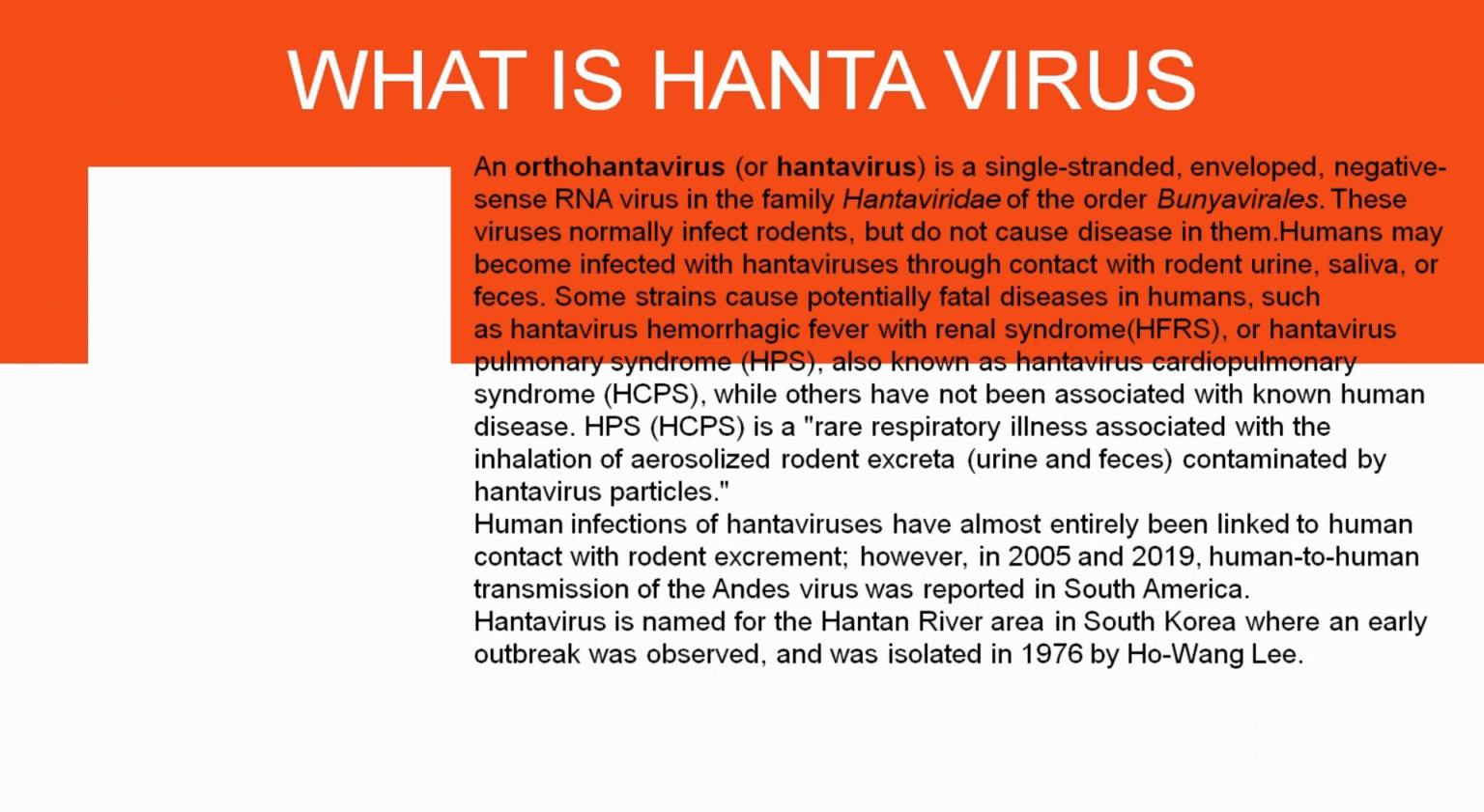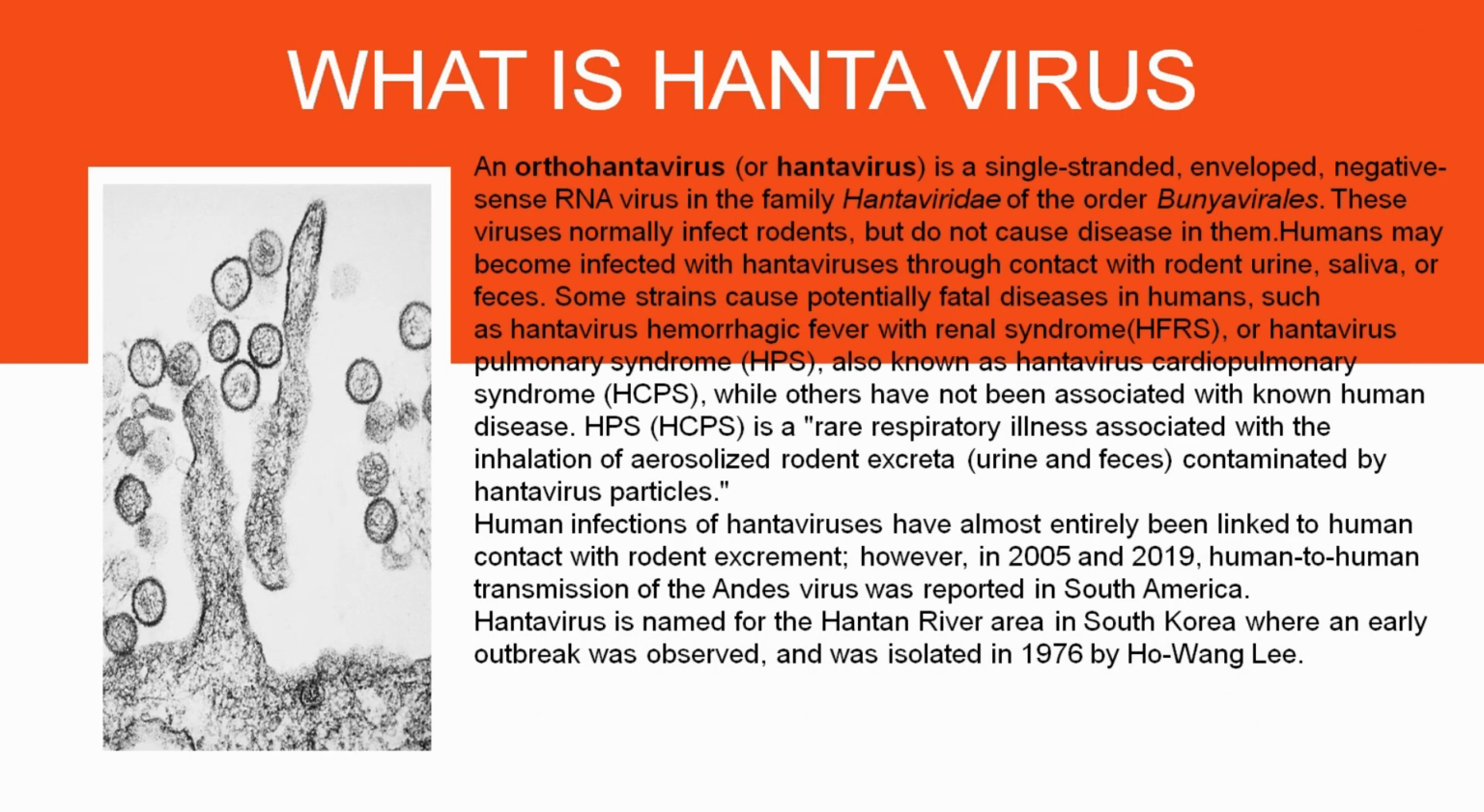What is hantavirus? An orthohantavirus, or hantavirus, is a single-stranded, enveloped, negative-sense RNA virus in the family Hantaviridae of the order Bunyavirales, as these viruses normally infect rodents but do not cause disease in them. Humans may become infected with hantaviruses through contact with rodent urine, saliva, or feces. Some strains cause potentially fatal diseases in humans, such as hantavirus hemorrhagic fever with renal syndrome (HFRS), or hantavirus pulmonary syndrome (HPS), also known as hantavirus cardiopulmonary syndrome (HCPS), while others have not been associated with known human disease.